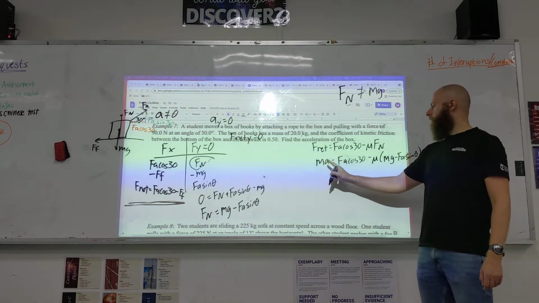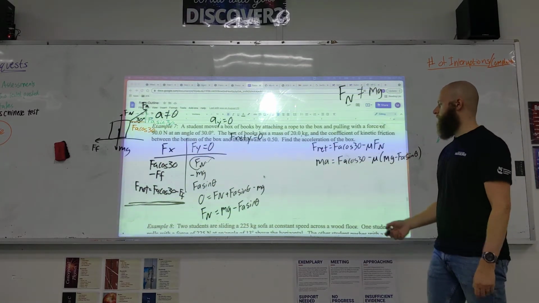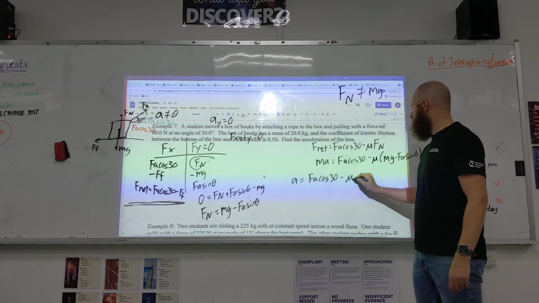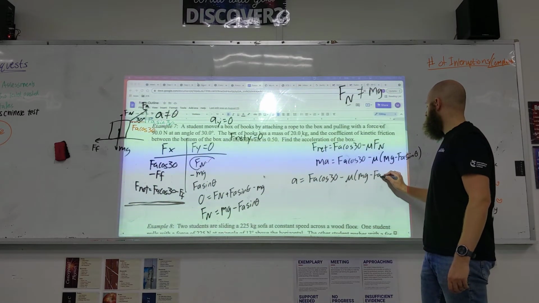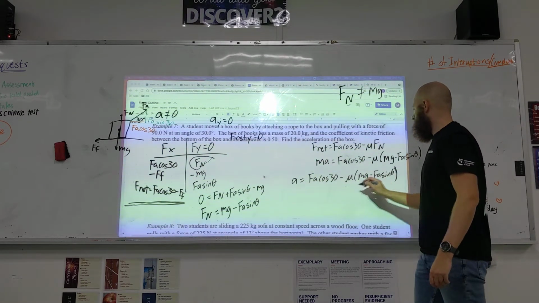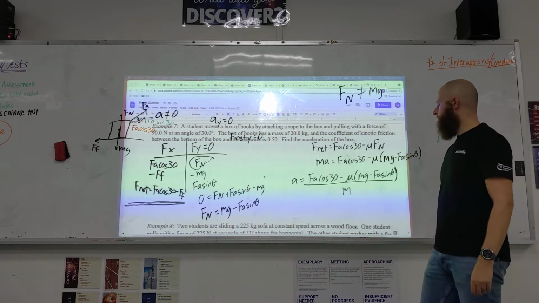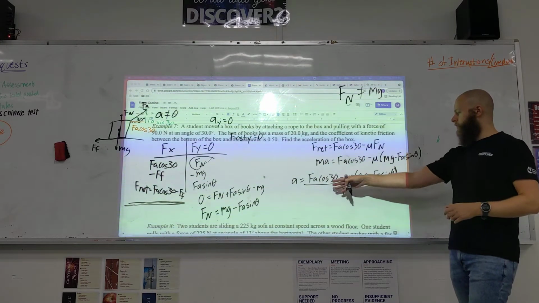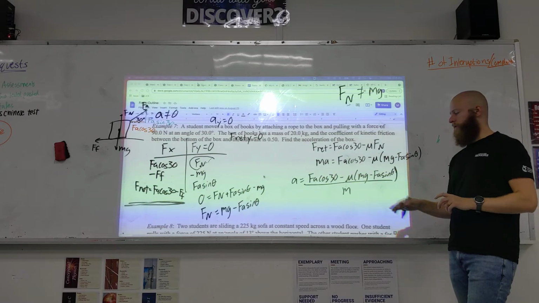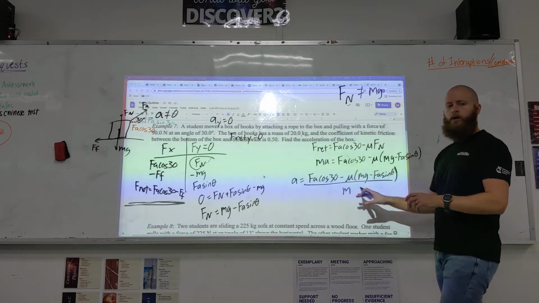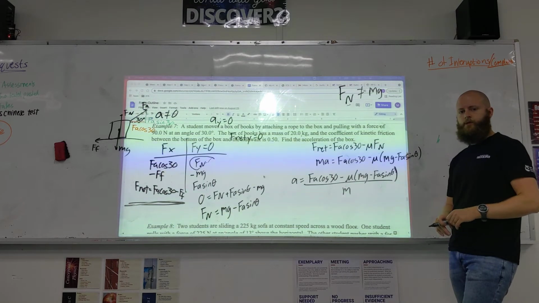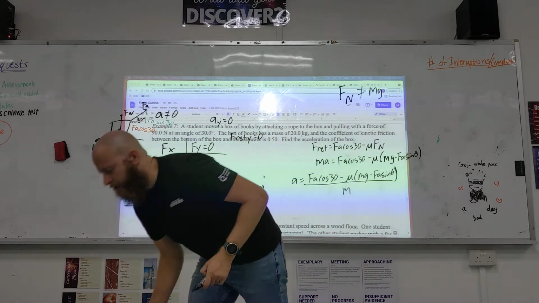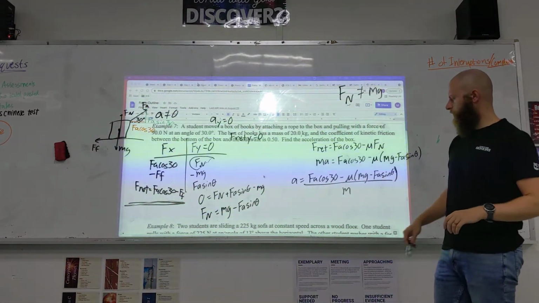Now to solve for a, I just need to divide by m. So I'll have a equals Fa cosine 30 minus mu times mg minus Fa sine 30, all over m. So you end up with a really long answer. You could plug in and get a number, but I'm not too worried about the algebra part right now. I'm mostly just worried about being able to solve for acceleration. Remember, if you get stuck and need some help, make sure you send me an email so I can help you. So we got one more problem.